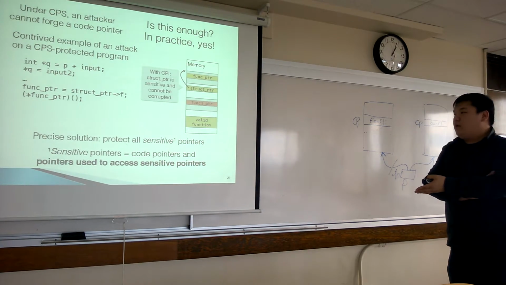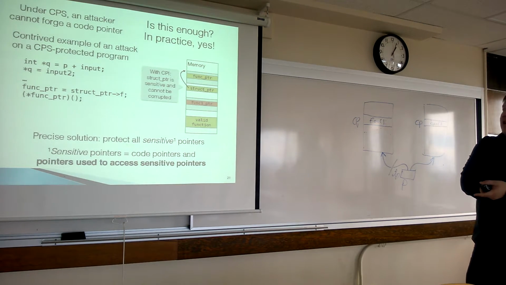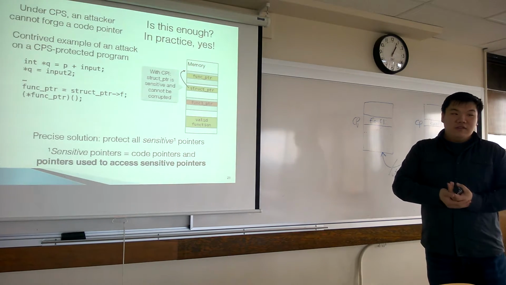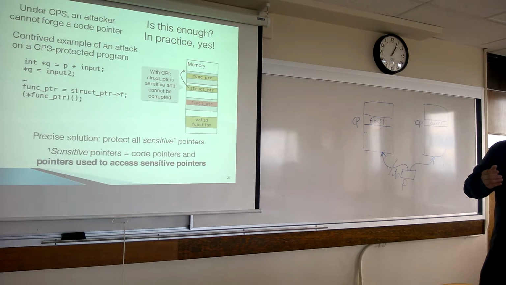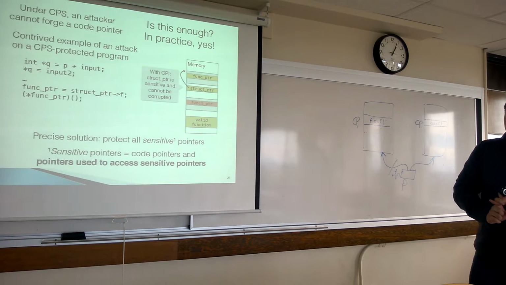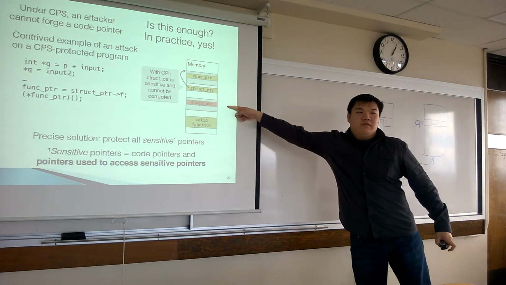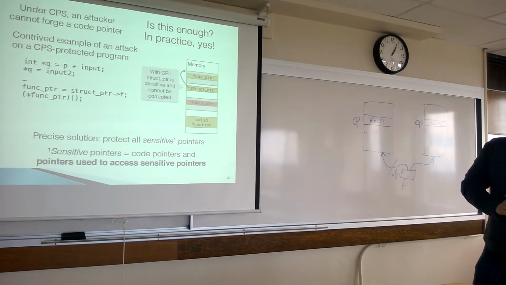So now we look at CPI. So under CPS, of course, they're able to move what function you're supposed to use. Under CPI, you protect all sensitive pointers, and the sensitive pointer definition is actually recursive. It's all code pointers and pointers that are used to access sensitive pointers. So basically anything that uses a code pointer or can later use a code pointer or stores a code pointer becomes a sensitive pointer. Therefore, if you protect that, there's no way that they can actually make you go to the function pointer down here, because that's in safe memory as well.